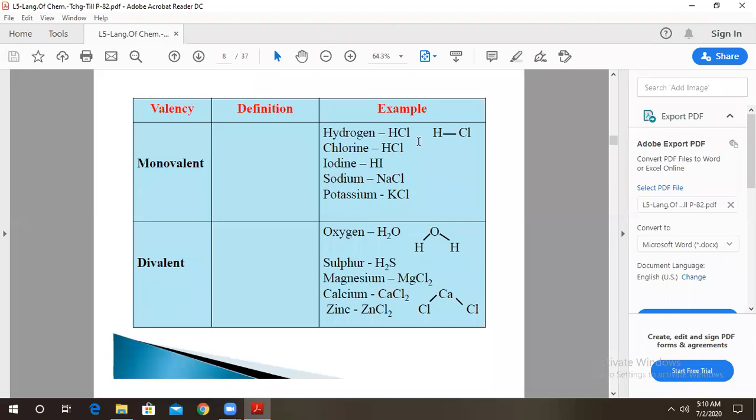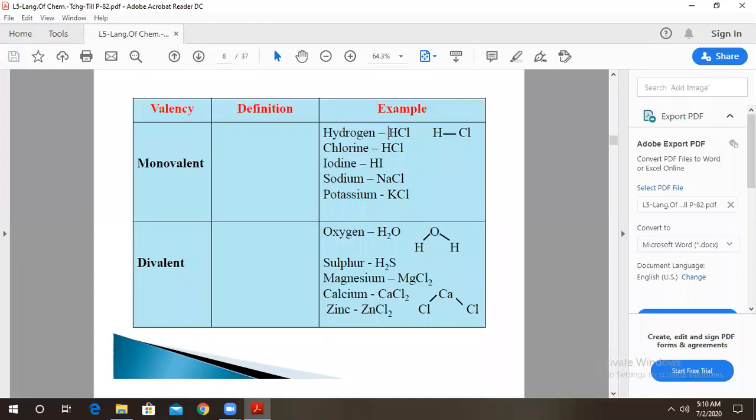So depending on the valency, elements can be monovalent, divalent, and trivalent. Monovalent are the elements which have valency 1. When they have valency 1, the charge present on them is plus 1 or minus 1. So hydrogen, chlorine, iodine, sodium, potassium all have valency 1, that is combining capacity is 1.